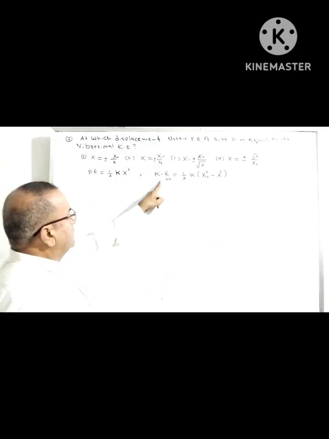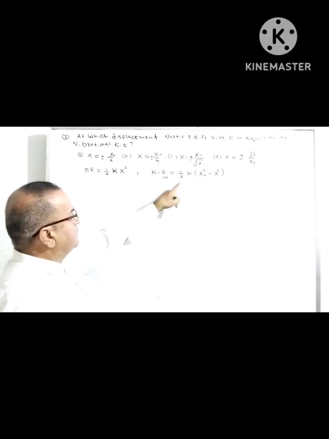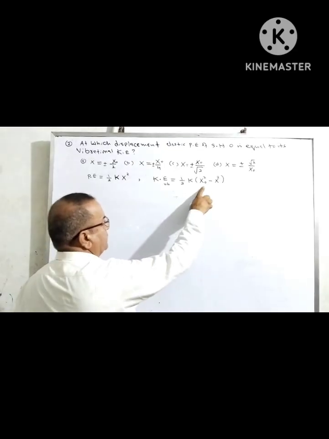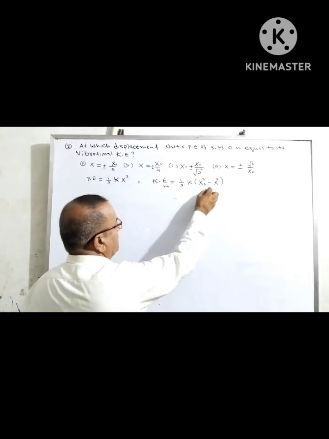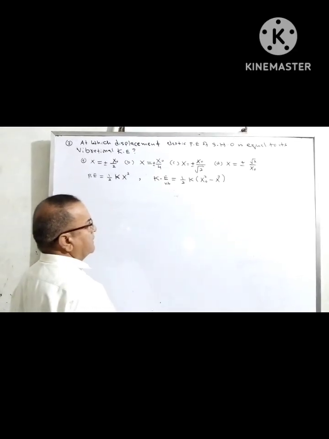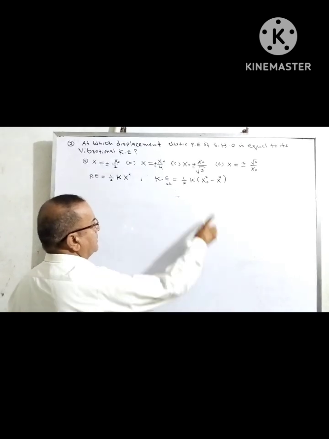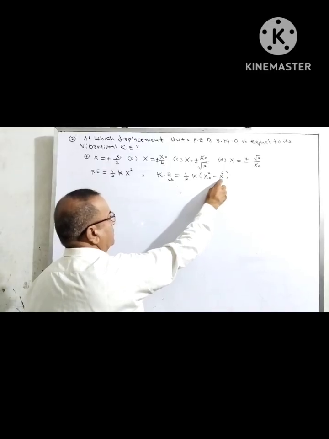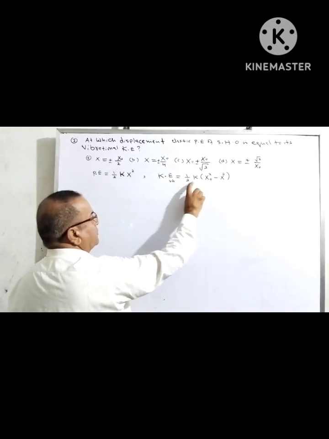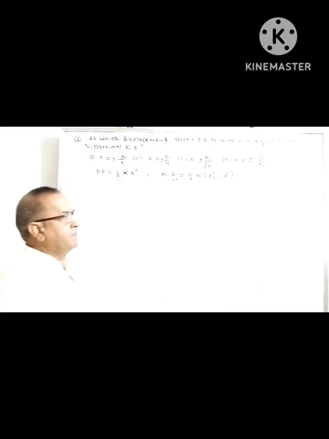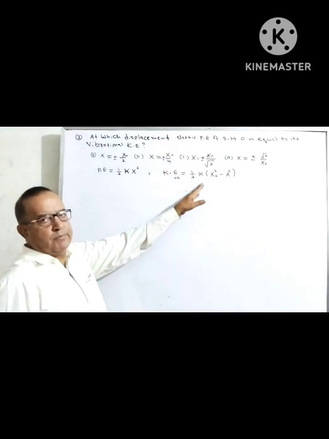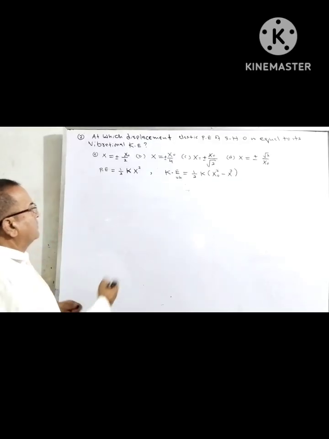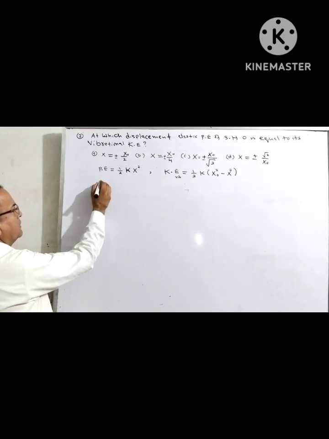You know that vibrational kinetic energy depends upon the value of this factor. If x naught square minus x square has the maximum value, then kinetic energy will be maximum. You know that at mean position x is 0, displacement is 0, so the kinetic energy is maximum. But this is not our point of discussion. We have just to solve the MCQ. So come to the condition.